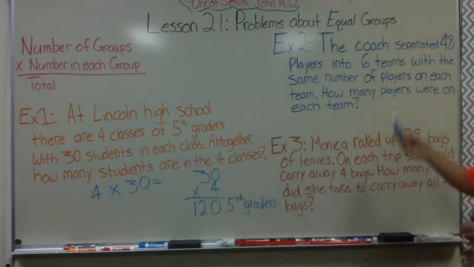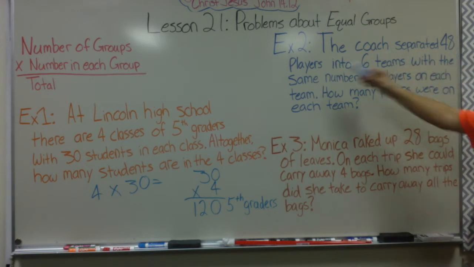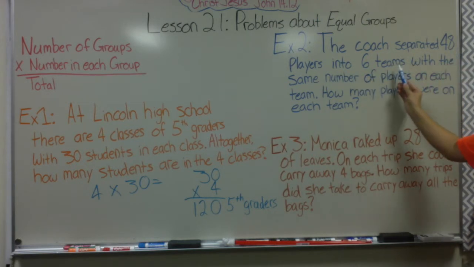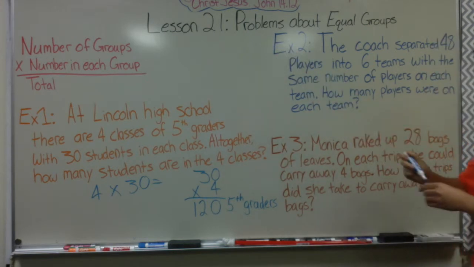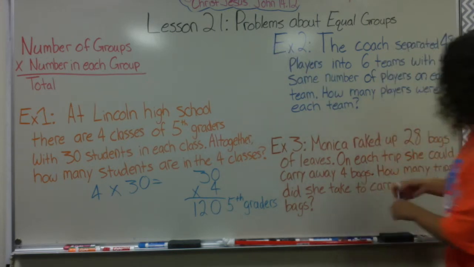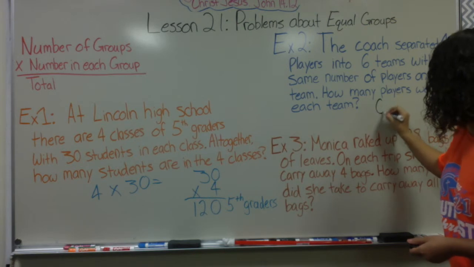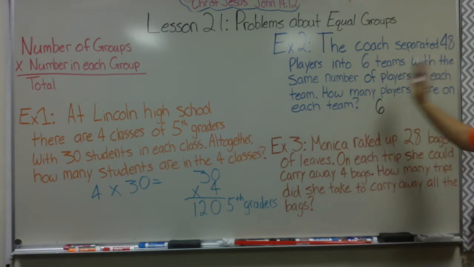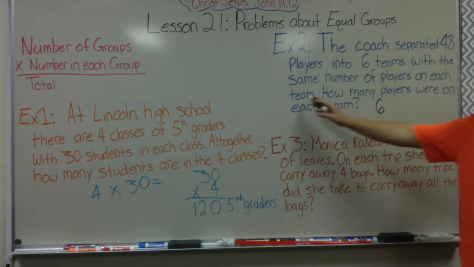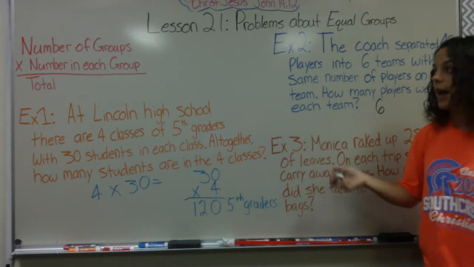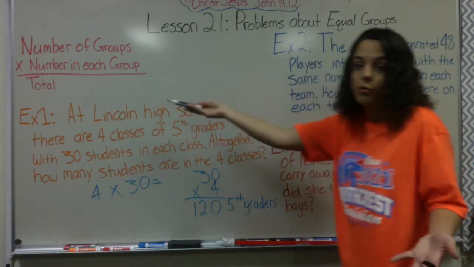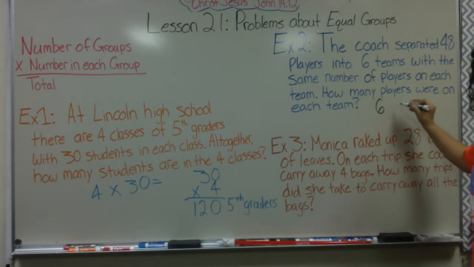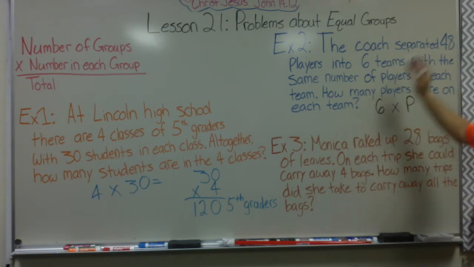Example 2 says, the coach separated 48 players into 6 teams. So we know the number of groups. We have 6 teams, with the same number of players in each team. Did it tell us how many players we have in each group? We don't know. So we're going to have an unknown number times, do P for players. How many players were on each team? So that's what we're trying to find out, but we do know our total amount of players is 48.